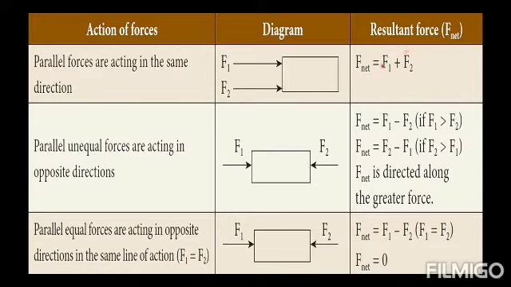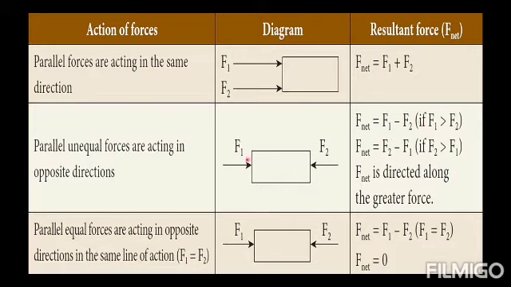The next one is parallel unequal forces acting in opposite direction. Now, look at this picture. Here F1 and F2 are in opposite directions. Now see the resultant force: whichever force is greater, that you have to write first. So in the first condition, F1 is greater than F2, so you have to write F1 minus F2. Next, F2 is greater than F1, so you have to write the formula F2 minus F1. So the F resultant is directed along the greater force.